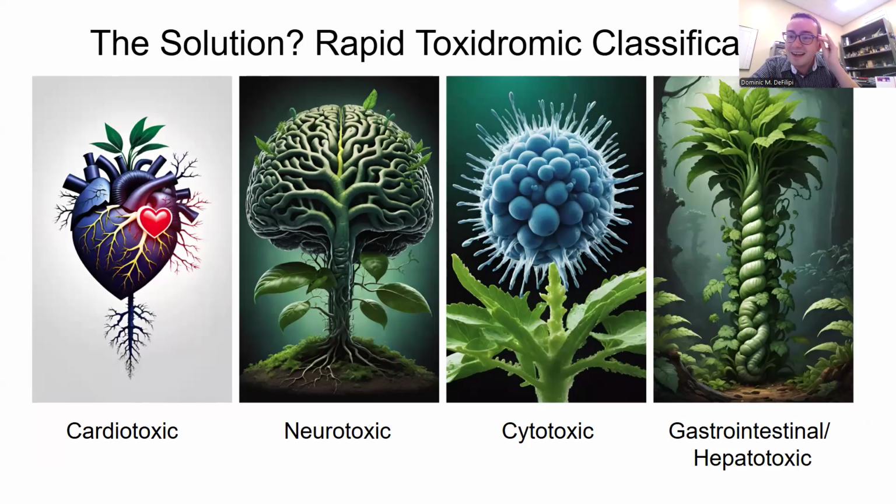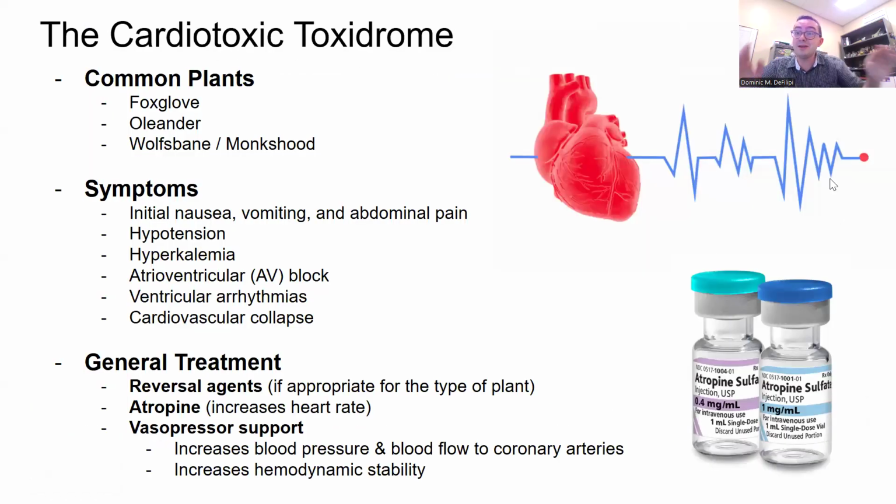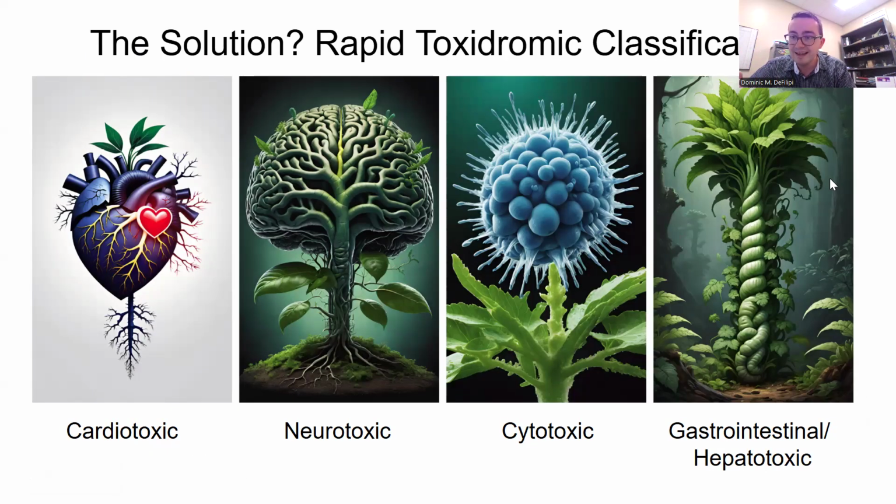The one that I'm covering today breaks down all plant poisonings into 4 different categories. So all plant poisonings can be related to one of these 4 toxidromes. It can be the cardiotoxic toxidrome, the neurotoxic toxidrome, the cytotoxic toxidrome, and the gastrointestinal or hepatotoxic toxidrome. So as we go through, I'm going to give you highlights of plants which fit each of those toxidromes, and we're going to see how we best treat them.